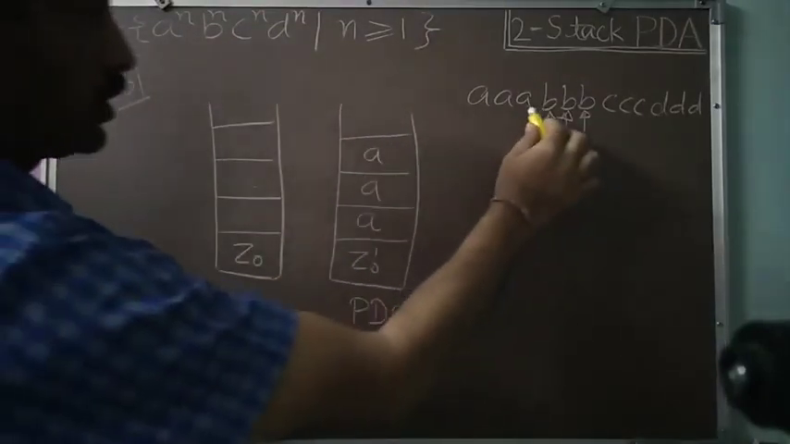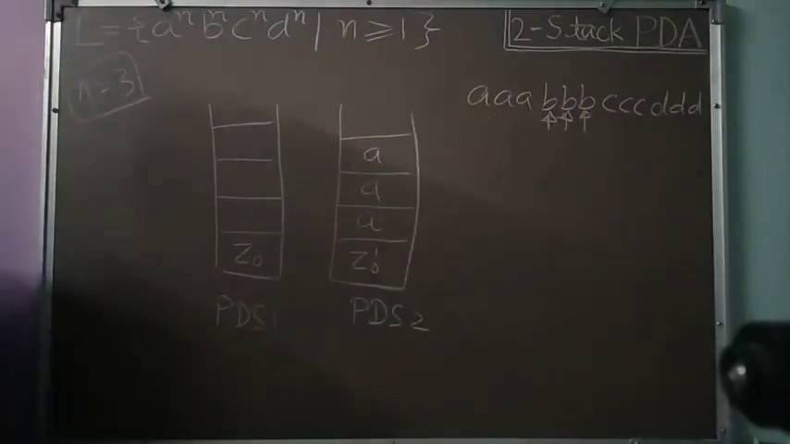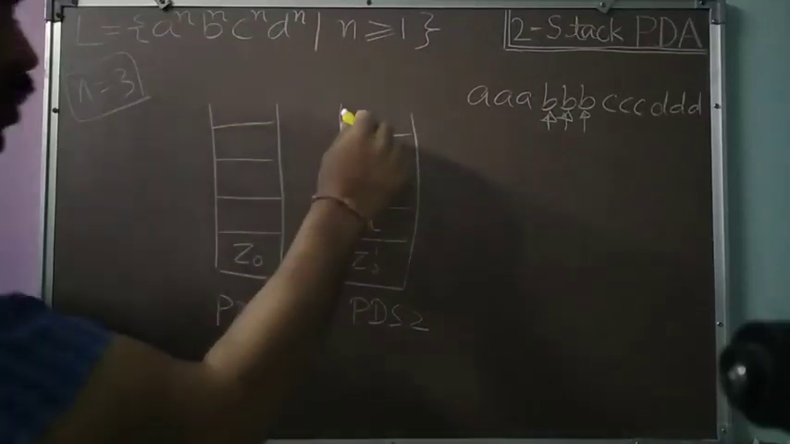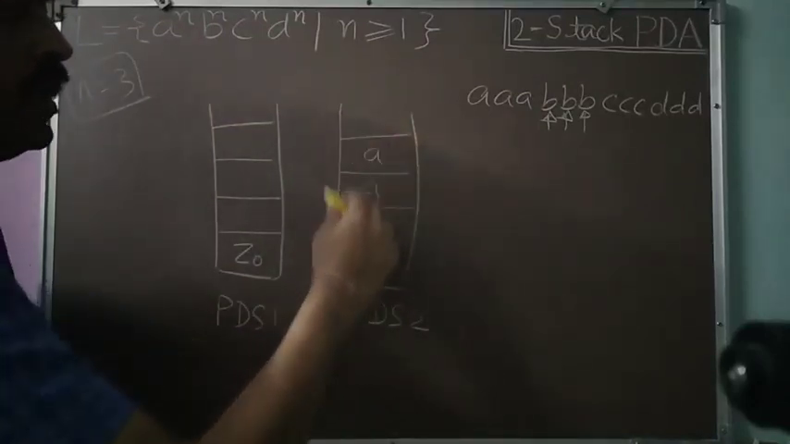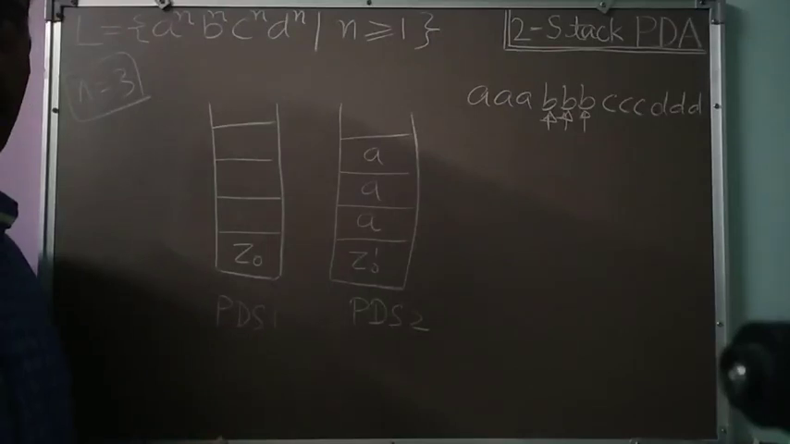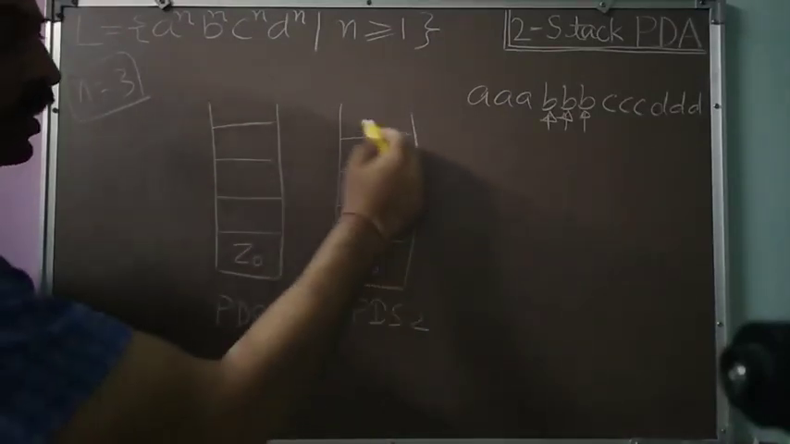So now, because the number of B's and number of A's are exactly equal, I have removed all the A's from the PDS 1, but all those A's are now present on the PDS 2. So I have not lost that quantity. Now it is available there.